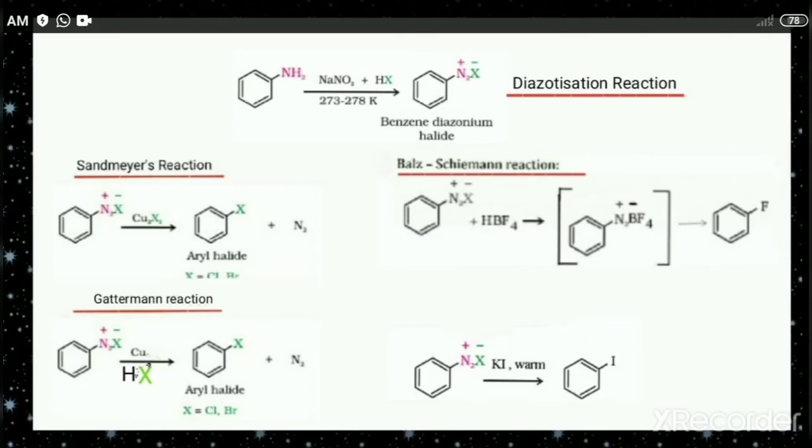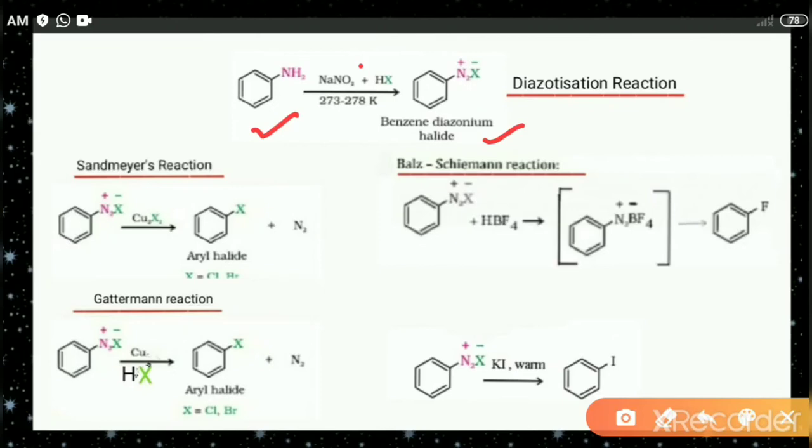Now there are some special reactions, which are usually name reactions, that we need to discuss, and these methods are usually used for preparing haloarenes. First, the first equation. This is aniline. Aniline treated with NaNO2 and HX gives benzene diazonium chloride. Check the formula: benzene diazonium chloride has a benzene ring on which N2X is attached. This is benzene diazonium halide.